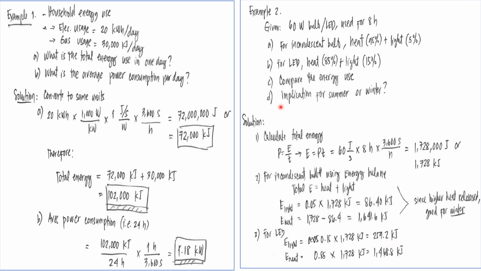Now the implication for summer or winter: because the incandescent bulb is releasing more heat, this bulb is better to use during winter time. If we put the bulb on in winter, we can heat up the room without using another source, because there's heat energy coming from the bulb. LED is not good for winter between the two because the heating is less compared to the incandescent bulb. So this is just a quick example of how we can convert energy and power and vice versa.